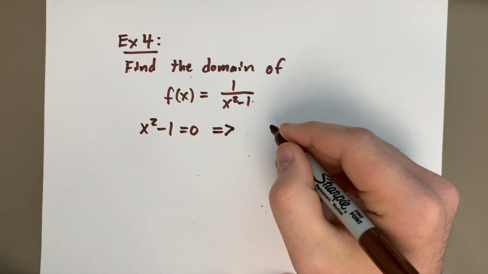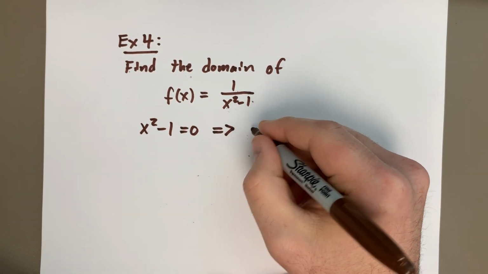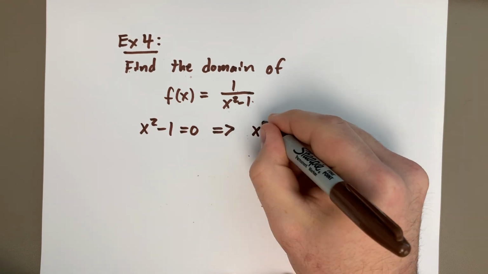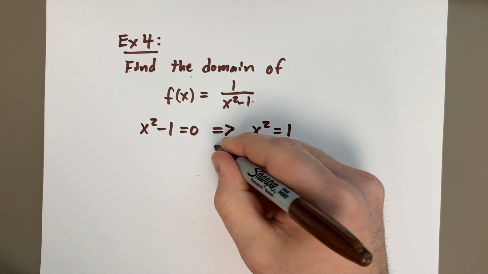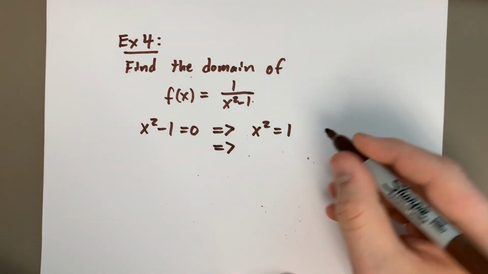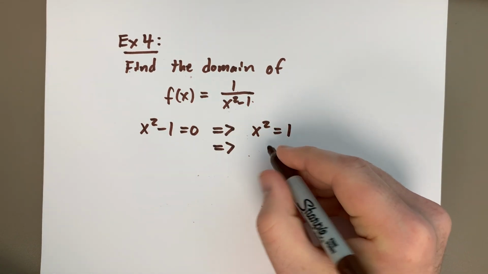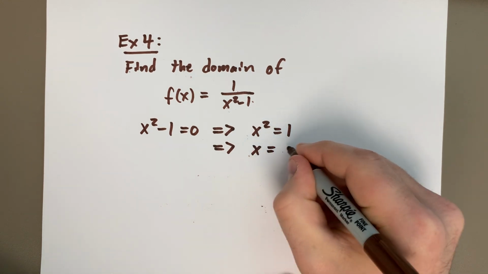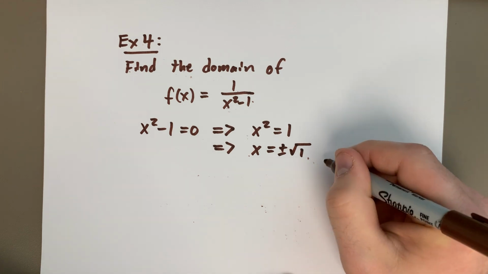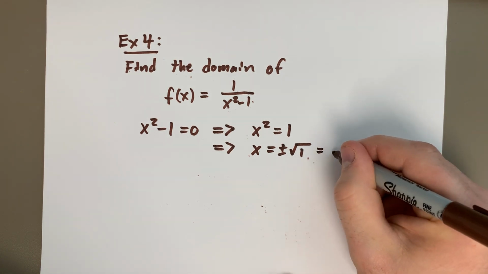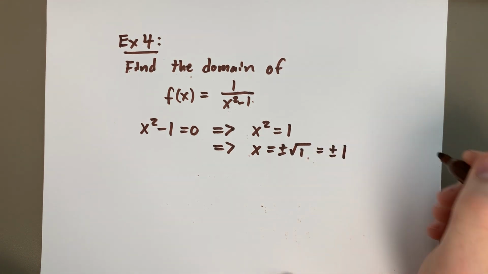Since this is a simple enough quadratic, I note that by adding 1 to both sides, I get x squared is equal to 1. So far, so good. But that implies, that's what this arrow means, that implies x is equal to plus or minus the square root of 1. But the square root of 1, as we know, is equal to just 1. So we have plus or minus 1.